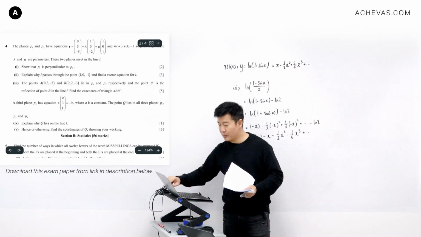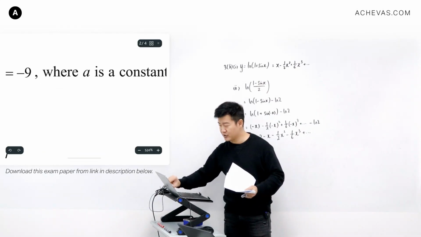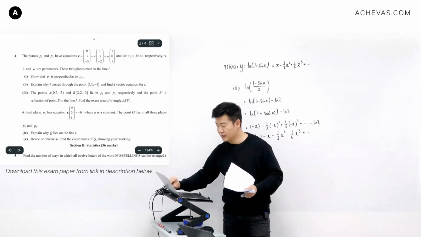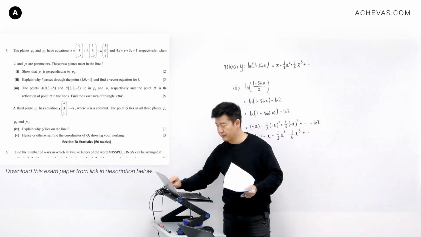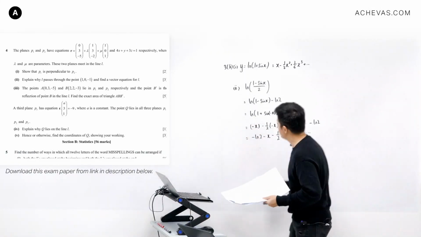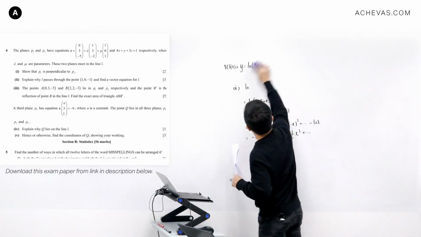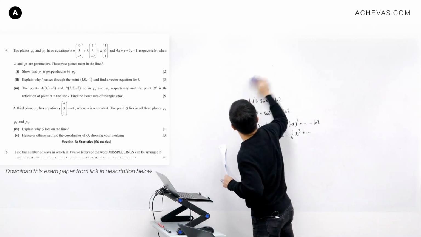The last pure math question before the statistics portion is going to start. So let's take a look at this, question number 4. Vectors.